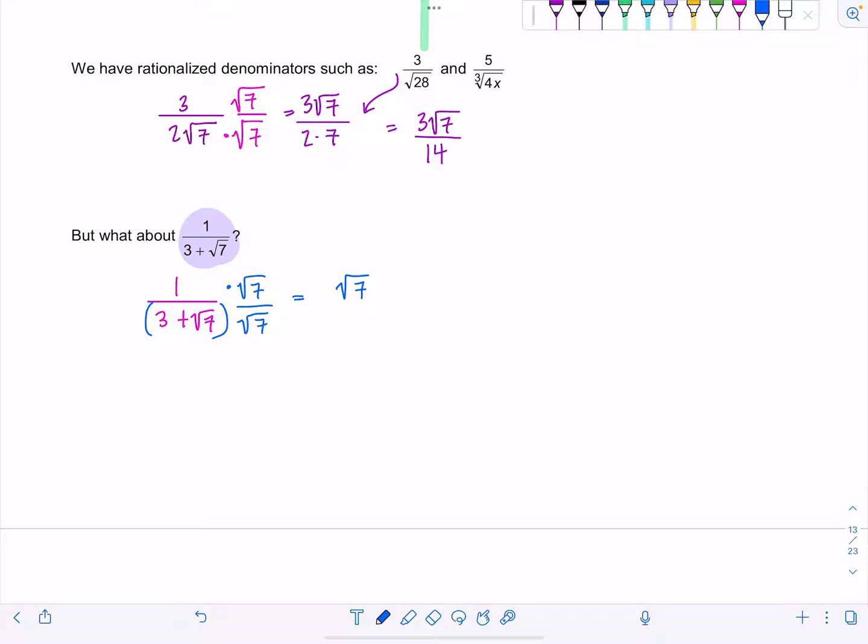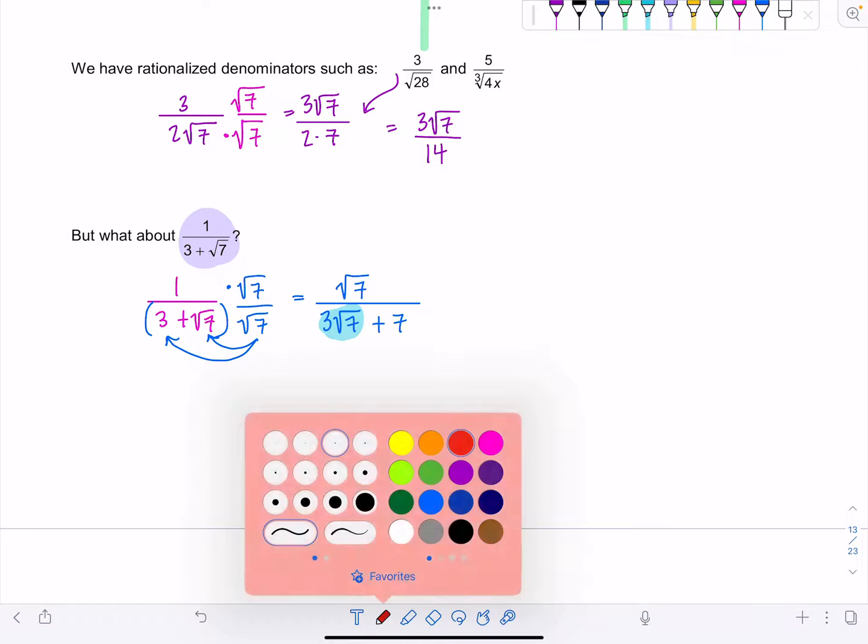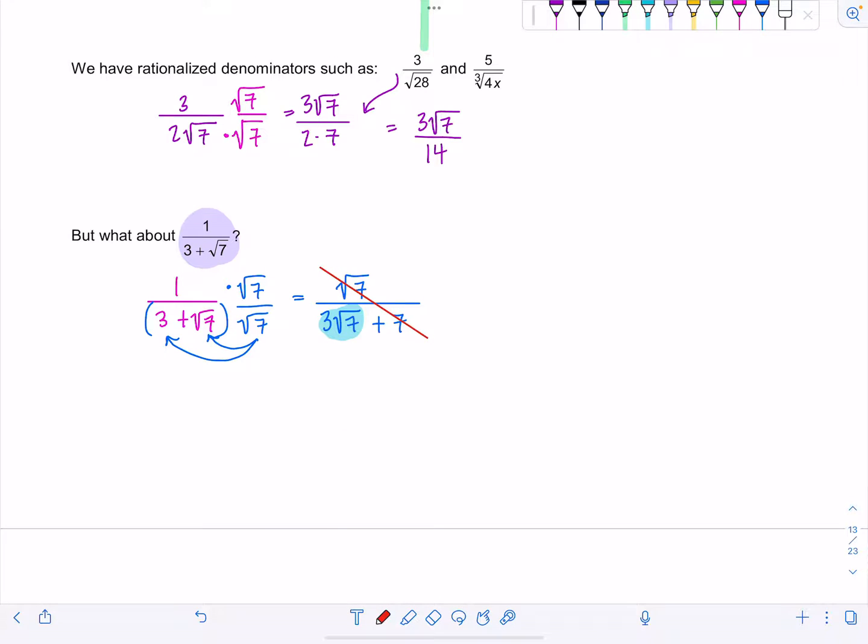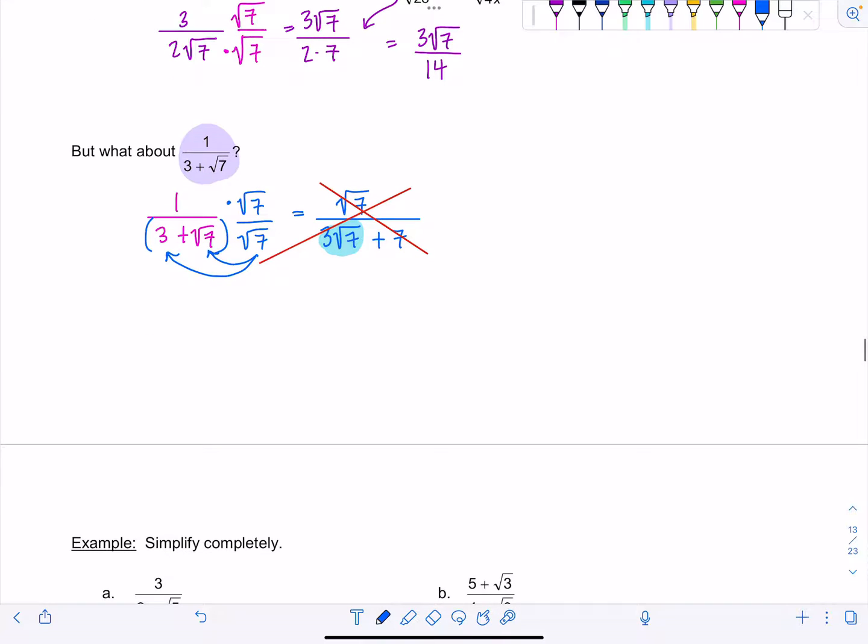So you've got rad 7 in the numerator. That's not a problem. You don't care what happens up there. But look, when you distribute here, you're going to have 3 rad 7 plus rad 7 times rad 7 is 7. Oh no, it just moved the problem to the other term in the denominator. I still have a radical. So that's not the way to go. I'm so sorry. We have to do something different when there's addition or subtraction in the denominator. And what do we do? We multiply by the conjugate, okay?